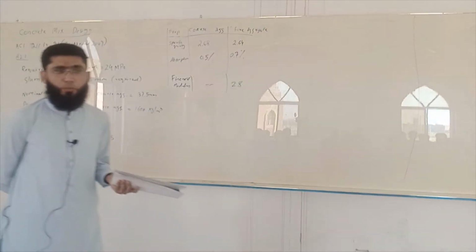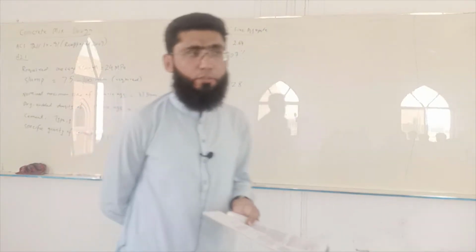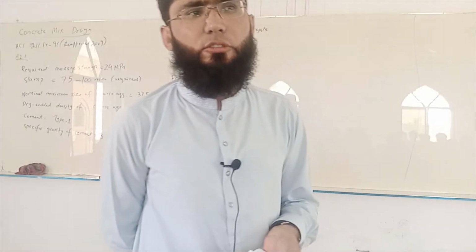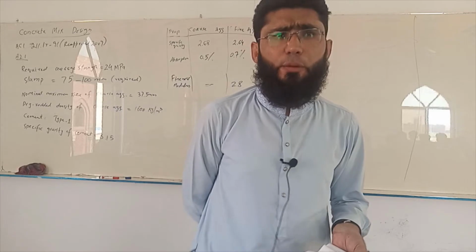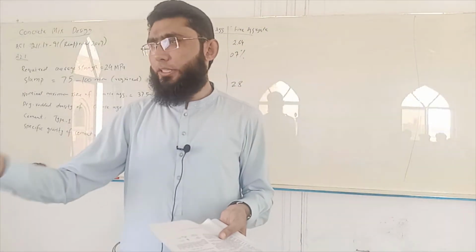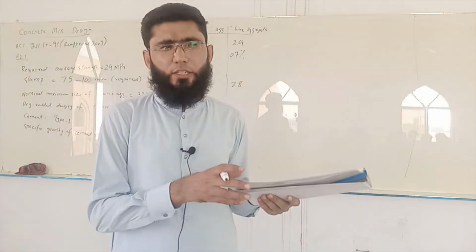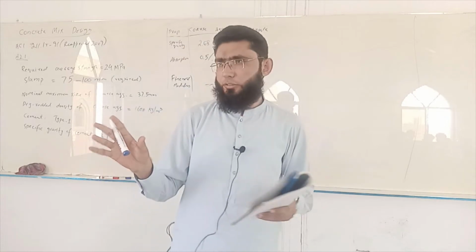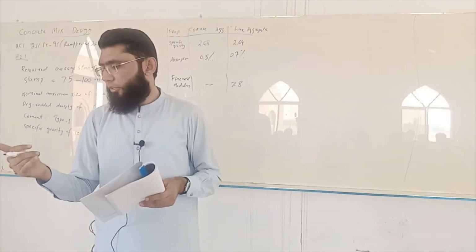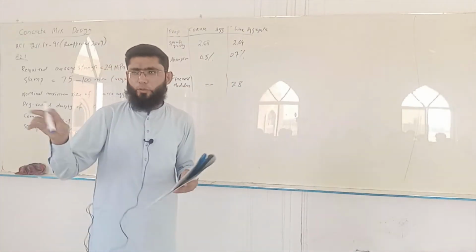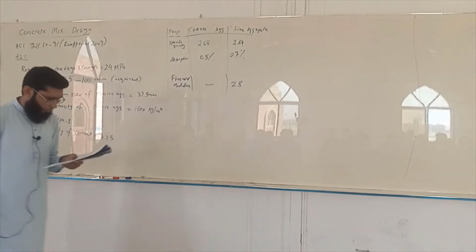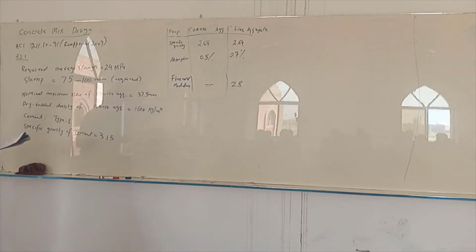What is the specified f'c? Based on that, you will choose the required average strength. The required average strength is usually 8.5 megapascal higher than the specified value. So if the specified is about 17 or so, the required will be 24. I'll give you that equation some other time, maybe at the end of the talk.